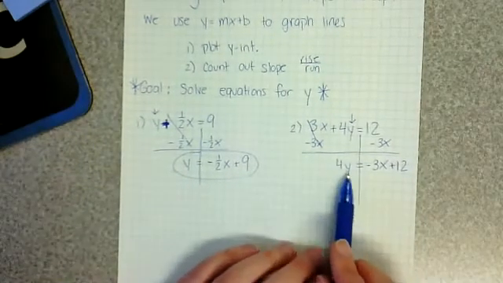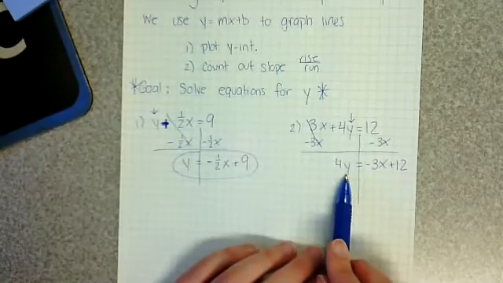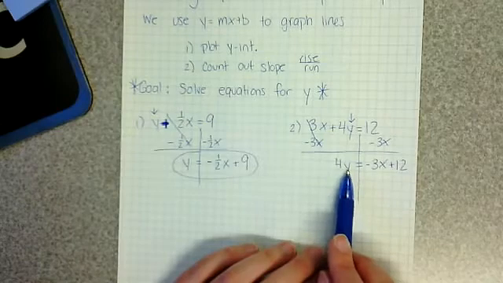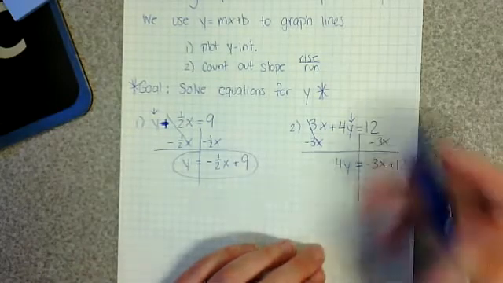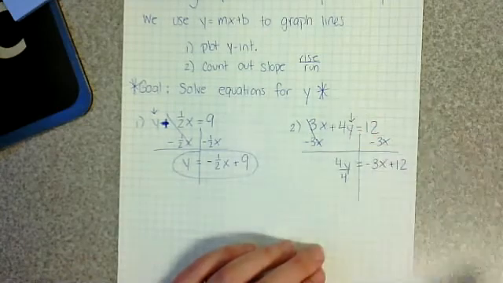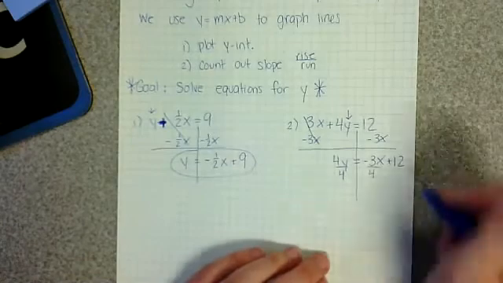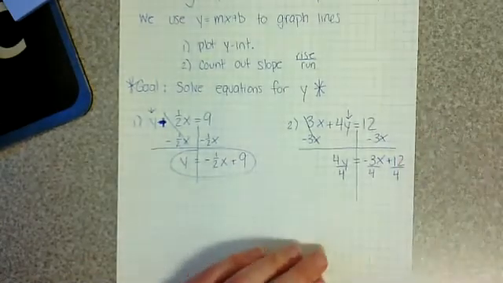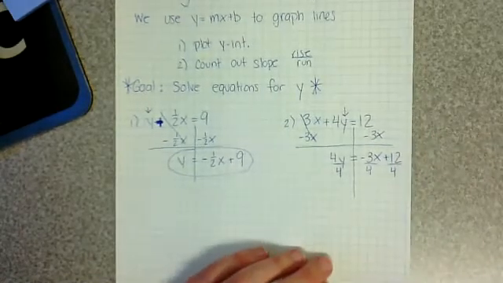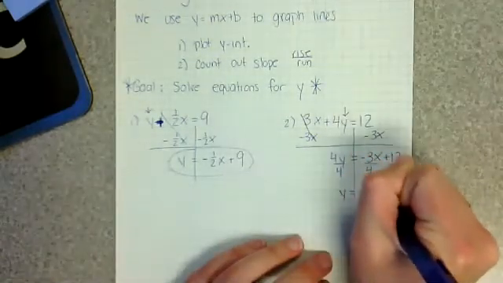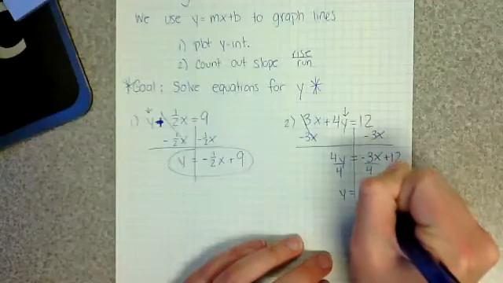I still don't have y completely by itself though. I've got to get rid of this 4. Any number next to the variable is multiplication still. So I'm going to divide here by 4 and divide here by 4 and divide here by 4. So y equals negative 3/4 x.